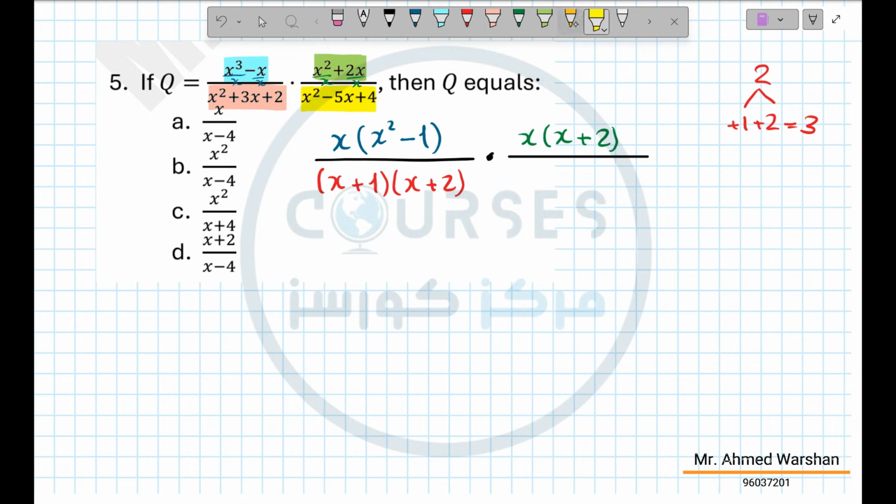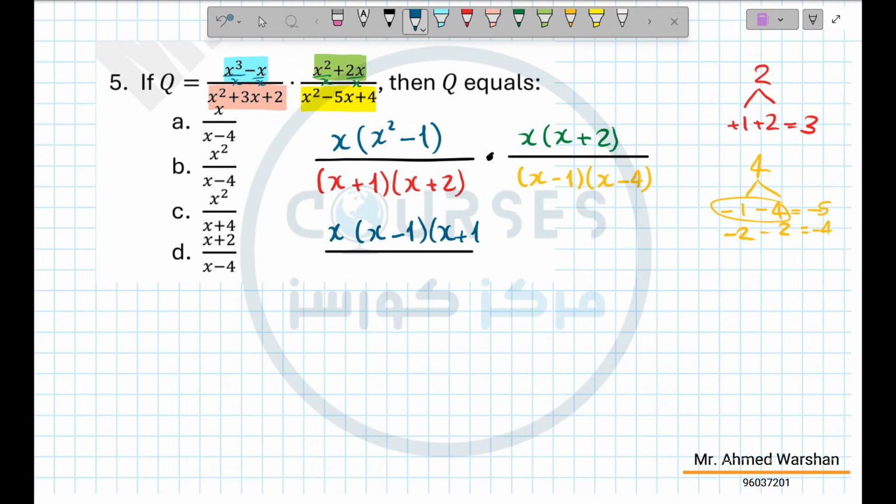For this one, this is a quadratic that we need to factor. 4 is either 1 times 4 or 2 times 2. Negative, positive, it means both of them are negative. That's negative 5, that's negative 4, so clearly it's this one. So this one is gonna be x minus 1 times x minus 4. One last thing that we need to do is that this can be factored once more. So if we want to factor this, it's a difference of two squares. So this will be x times x minus 1 times x plus 1.